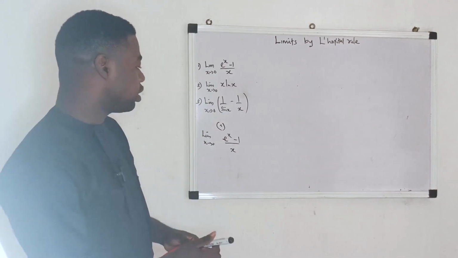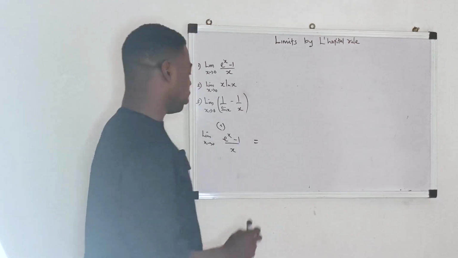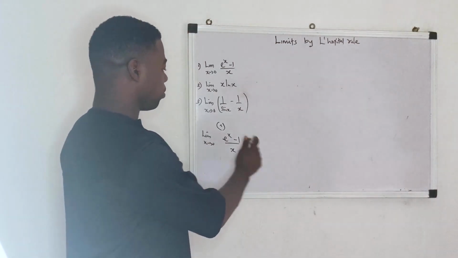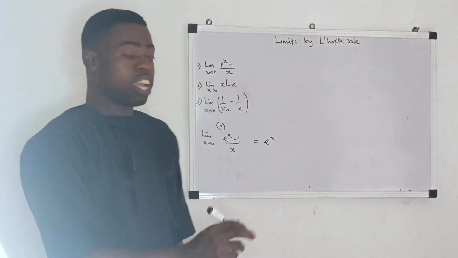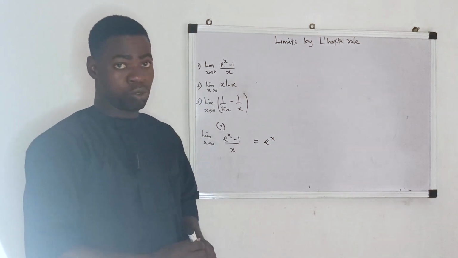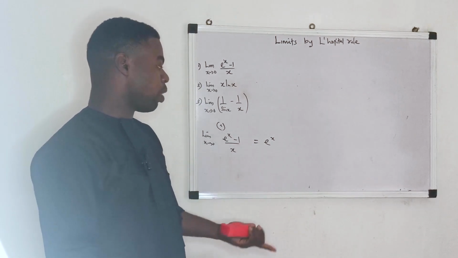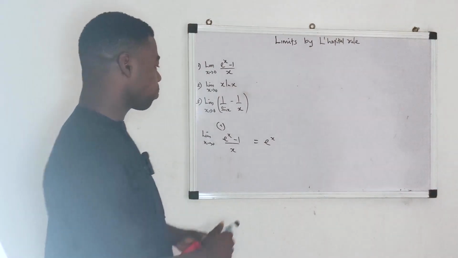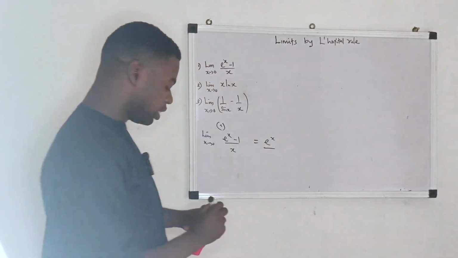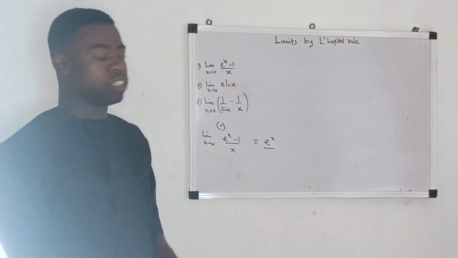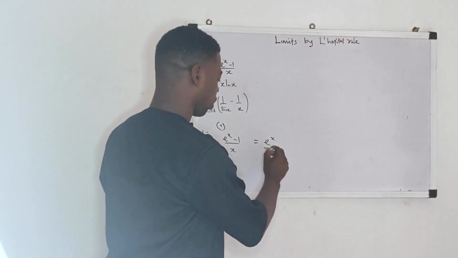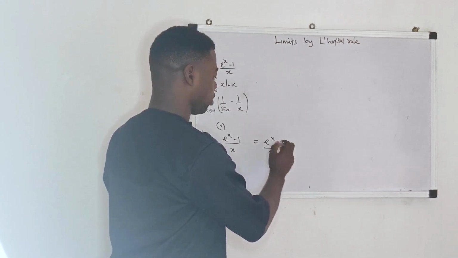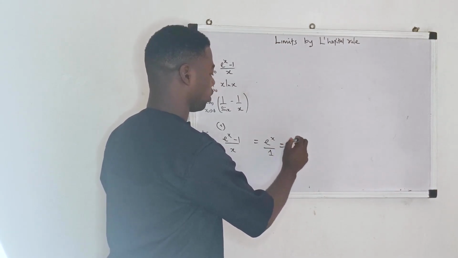So if I differentiate e raised to the power of x, if I differentiate my numerator, I will get e raised to the power of x. And if I differentiate 1, I will get 0. So which is just e raised to the power of x minus 0 remains e raised to the power of x. Divided by, if I differentiate x, I will get 1. So dividing by 1 means nothing. Yeah, so this is e raised to the power of x.